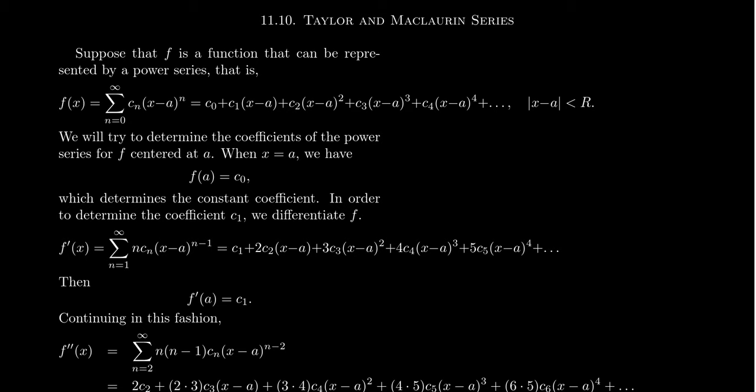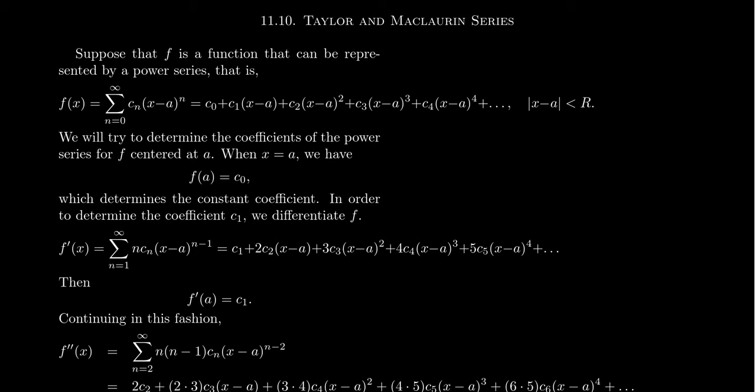Of course, in expanded form, this power series will look like c_0 plus c_1 times (x minus a) plus c_2 times (x minus a) squared plus c_3 times (x minus a) cubed, etc. We're only assuming that this equality holds on the interval of convergence, so as the distance between x and the center is less than some radius of convergence R, this is where equality holds. So how could we determine what these power series coefficients are going to be?